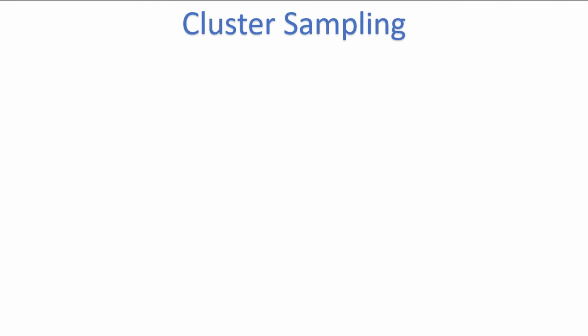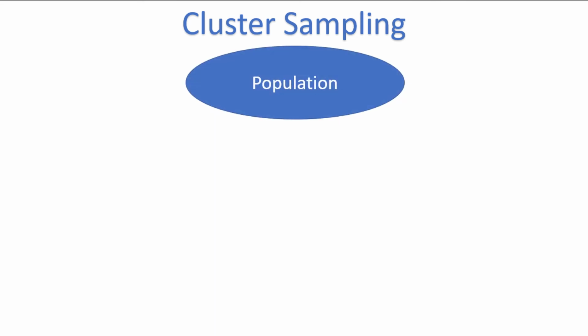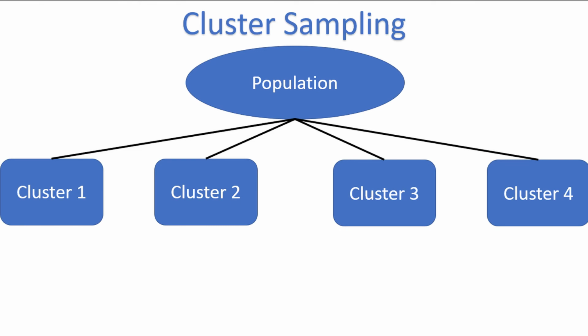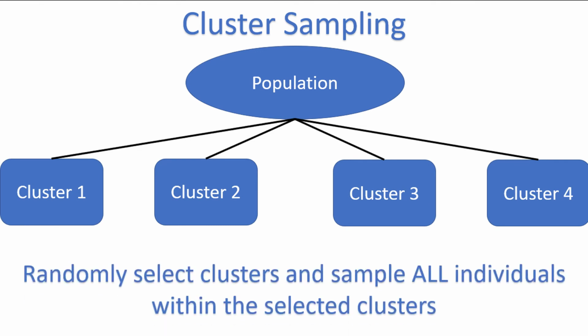Next, we have cluster sampling, which is very similar to stratified sampling. The population is split into categories called clusters, which are often pre-existing segments of the population. Randomly select clusters and sample all individuals from the selected clusters. Cluster sampling is often used by government agencies and is often applied to clusters representing geographical areas.